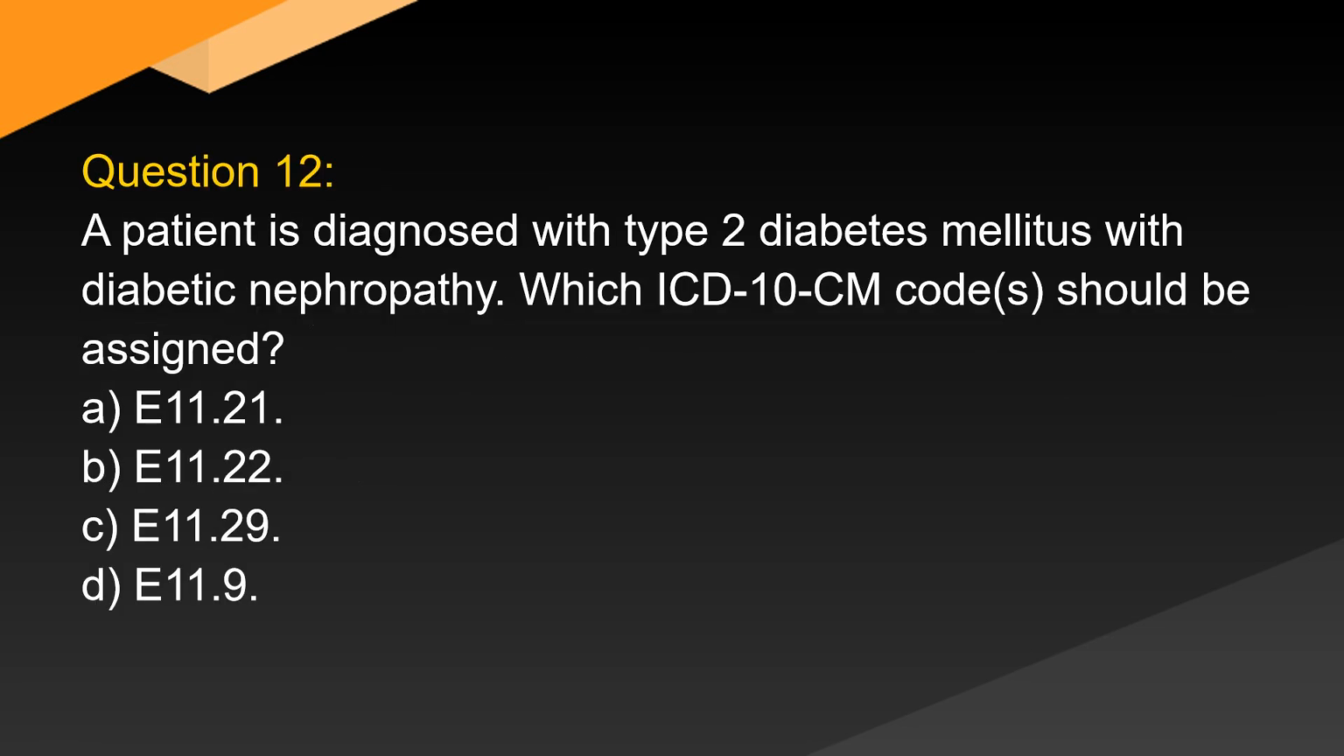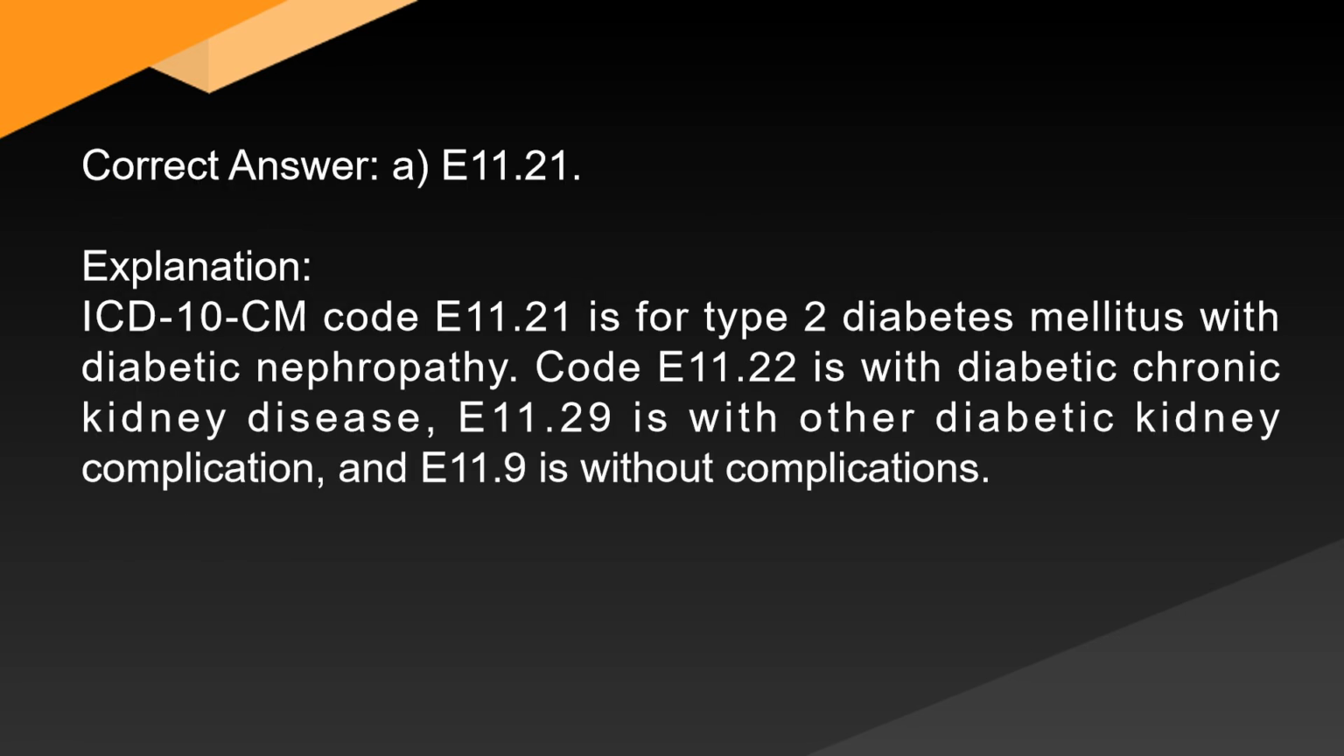Question 12. A patient is diagnosed with type 2 diabetes mellitus with diabetic nephropathy. Which ICD-10-CM code(s) should be assigned? A. E11.21, B. E11.22, C. E11.29, D. E11.9. Correct answer, A. E11.21. Explanation.